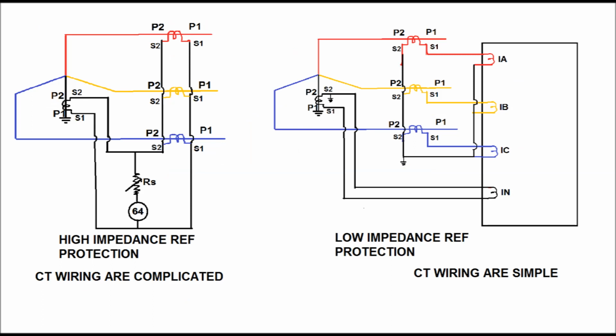So what are the key differences between high impedance REF protection and low impedance REF protection? From the above figure we can see that the CT wiring is very simple for the low impedance REF protection relay, but in case of the high impedance REF protection relay, CT wiring is somewhat complicated.